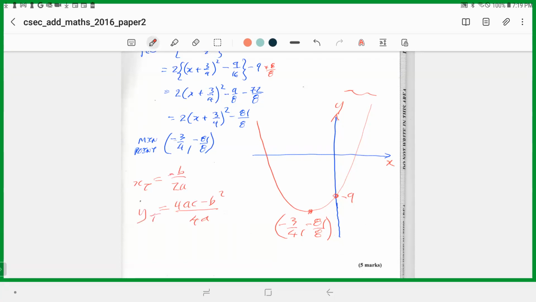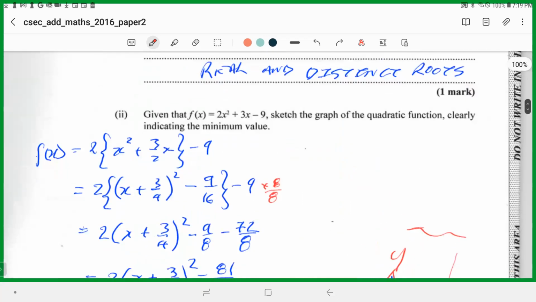That's how we can get those values, right? Xt and yt, those are coordinates right here. The formula I can give it to you. And the a and the b come from a standard form, you know. Here, the a is 2, the b is 3, the c is -9.